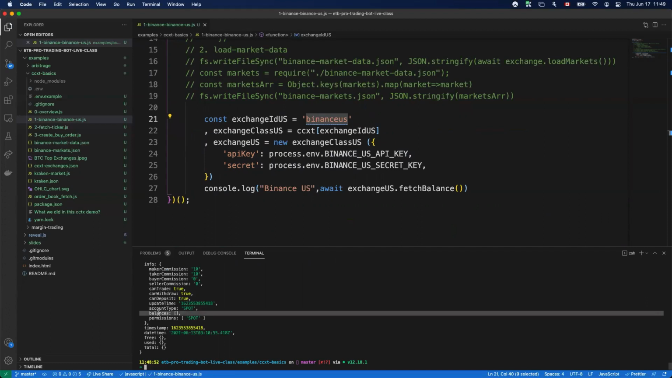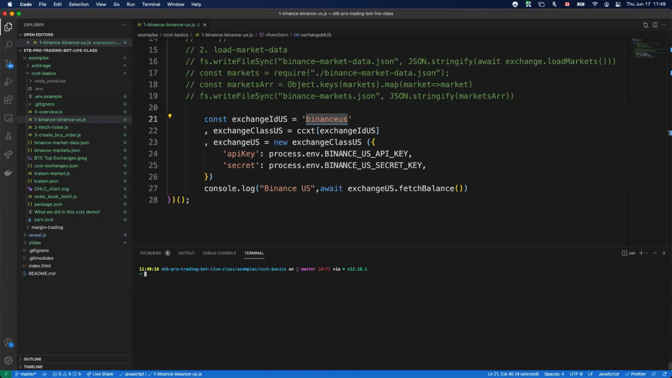If you have assets in your wallet, then you'll be able to see the name of the asset and the quantity of the asset that you have in this balances key, right? All right.